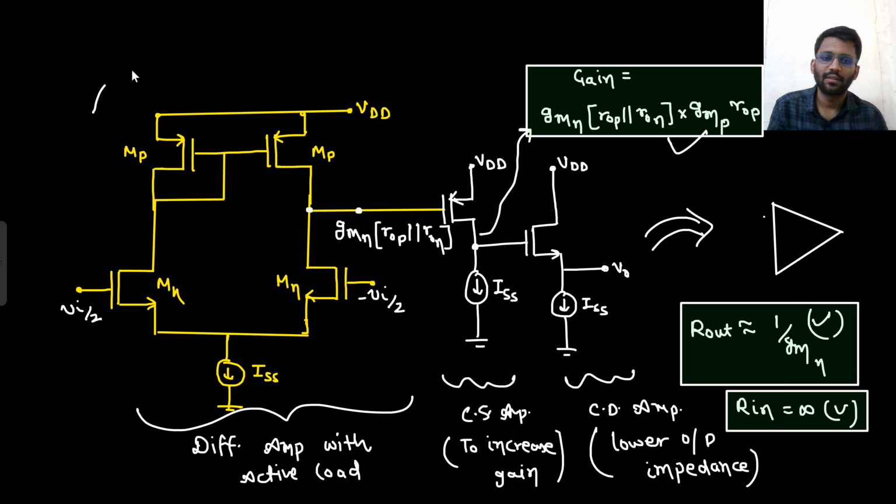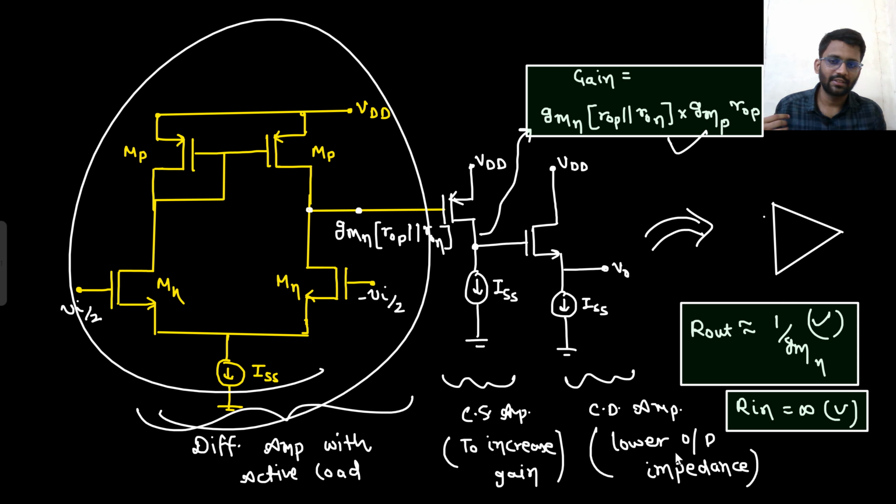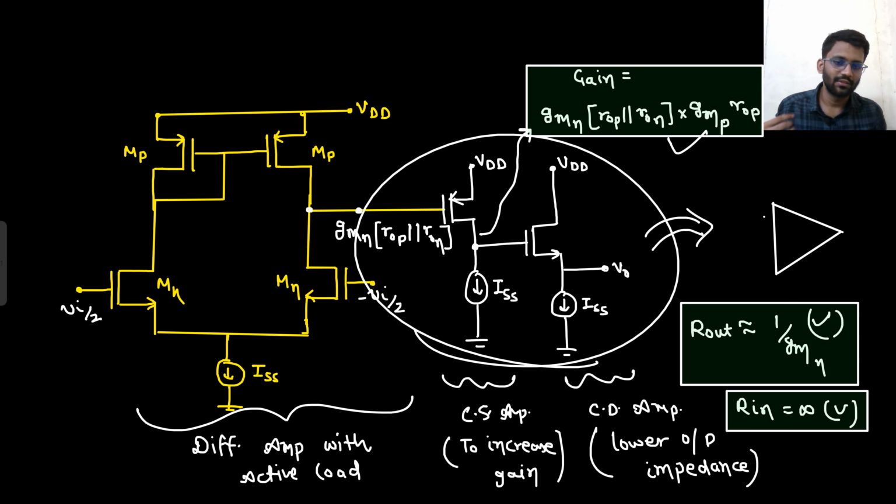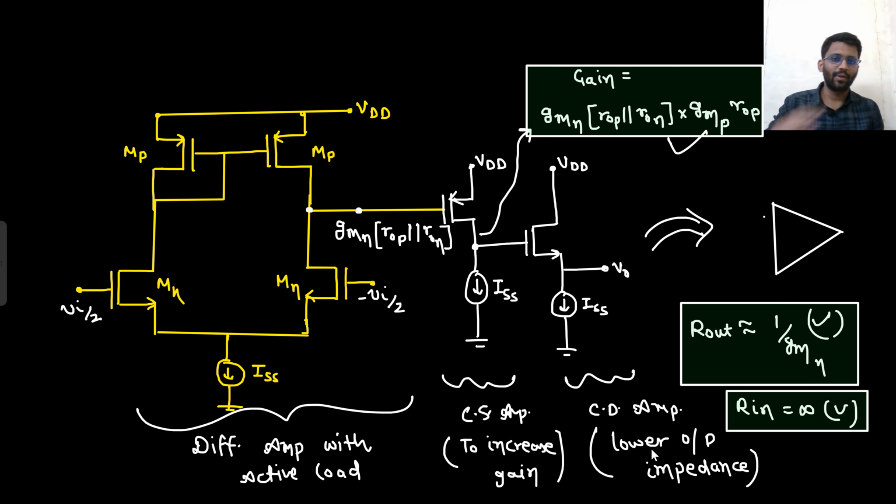So this is our op amp. And why is it called a two-stage op amp? This was the first stage, and this is the second stage. So this is the op amp that we have designed. We targeted a higher gain, low output impedance, and higher input impedance, and that we have achieved.